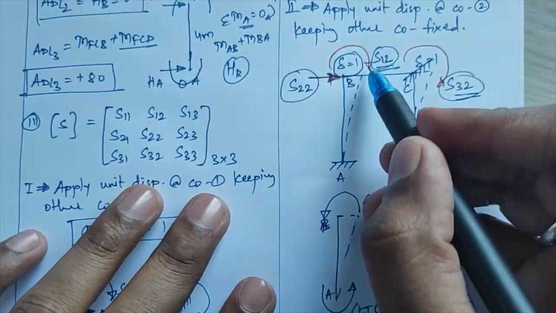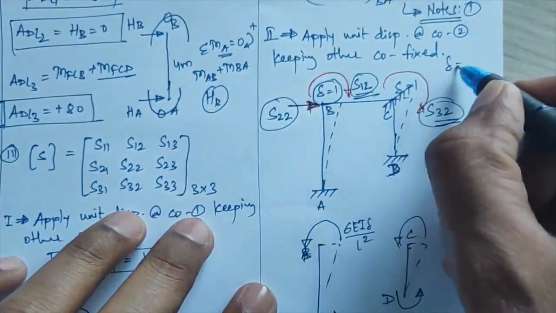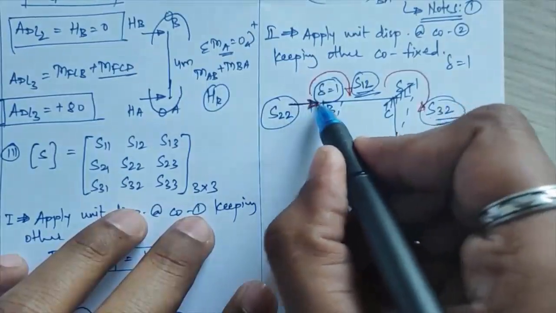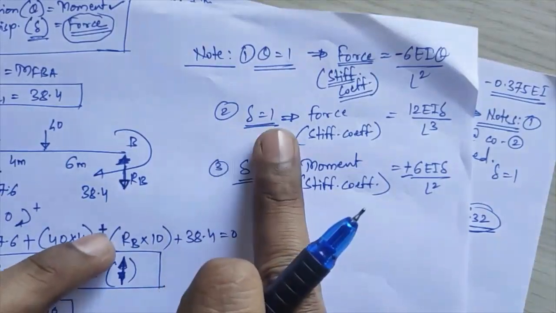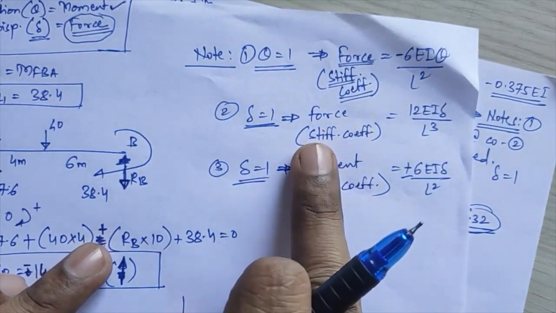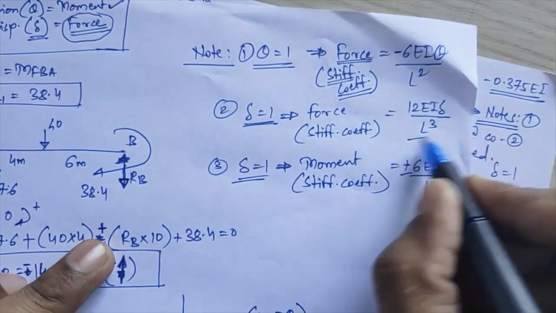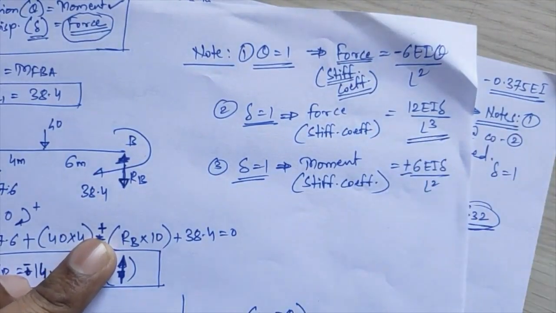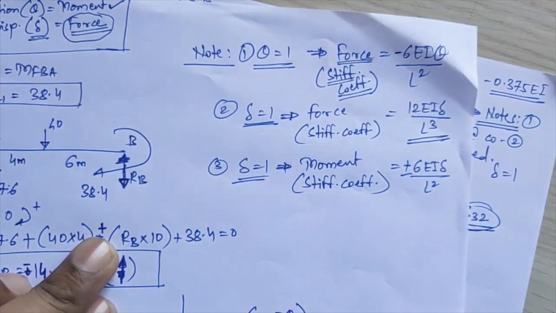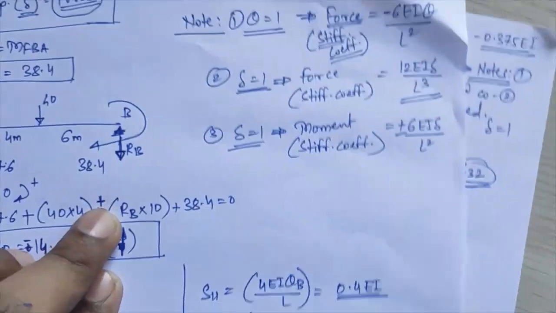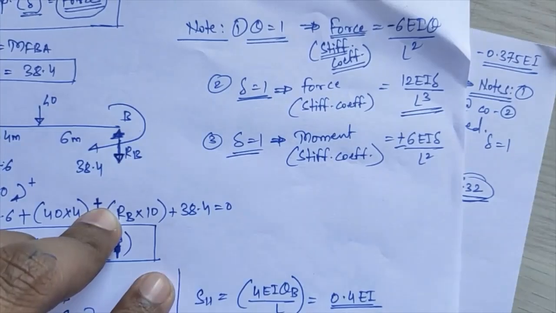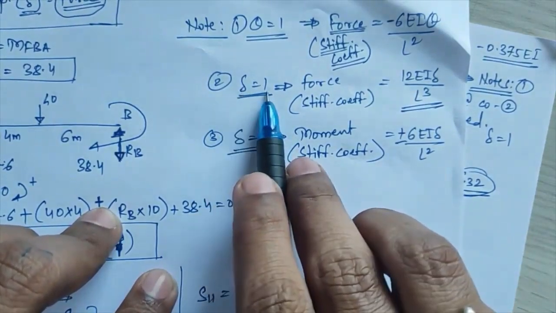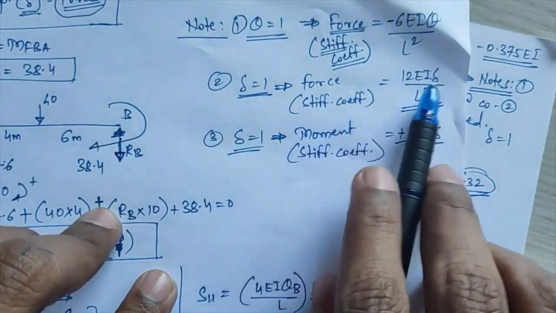Now the remaining value is S of 2 2. When you are applying delta equal to 1 and you are calculating the force coefficient now, you have to use note number 2 here. When you are applying delta equal to 1 and calculating the force as your stiffness coefficient, that value comes equal to plus 12 EI delta upon L cube. I have explained to you yesterday how this value comes. You can refer to that video lecture of stiffness spring coefficient again. So if you are applying delta equal to 1 and applying force as your stiffness coefficient, that value comes equal to 12 EI delta upon L cube.